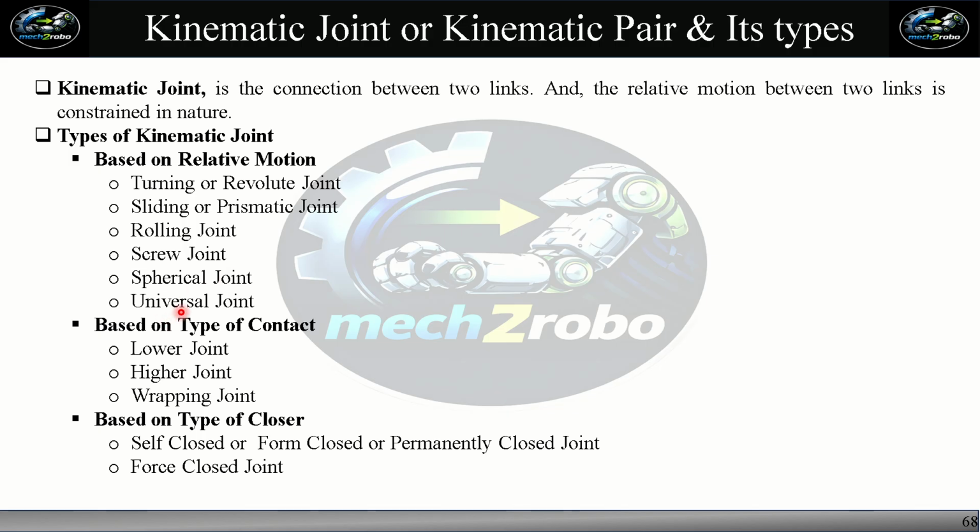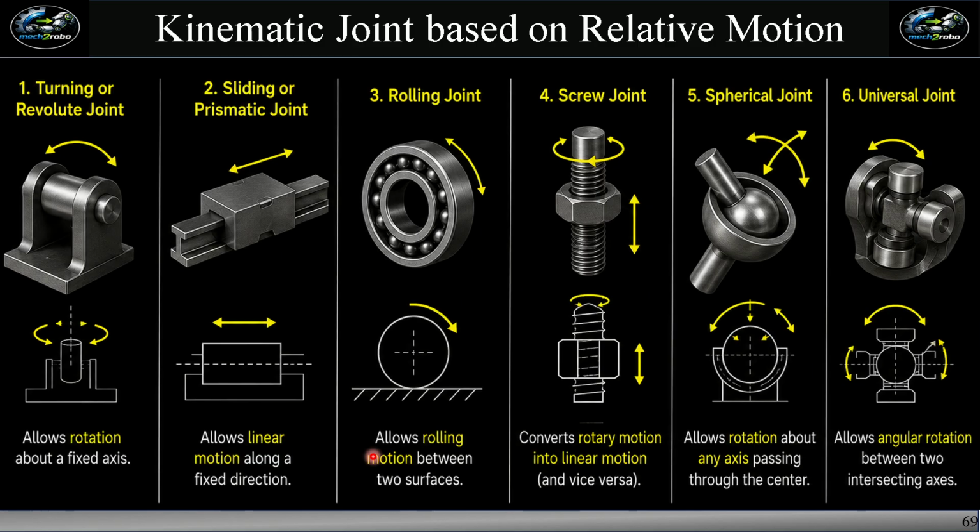Then classification based upon the type of contact. First one is lower joint. Second one is higher joint. And last one is wrapping joint. Then based on type of closure. First one is self-closed or form-closed or permanently closed joint. And second one is the forced closed joint. So let's discuss in more detail.